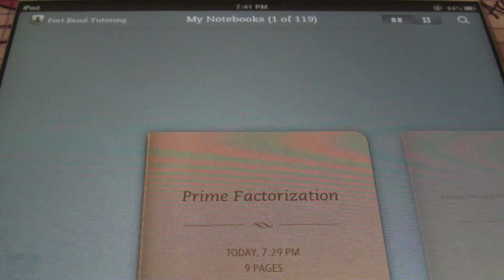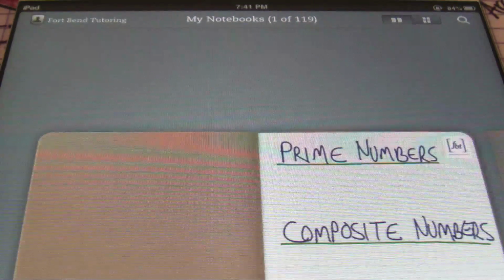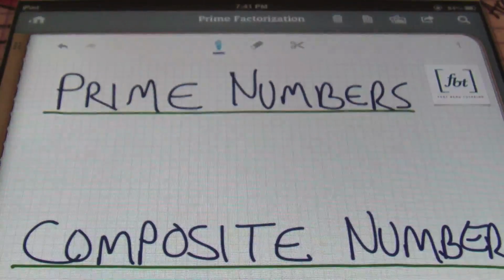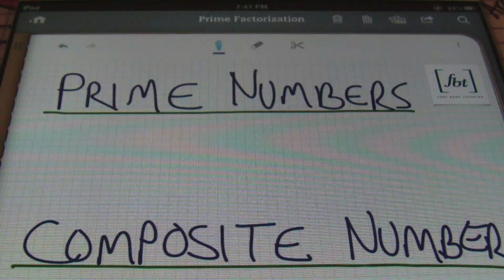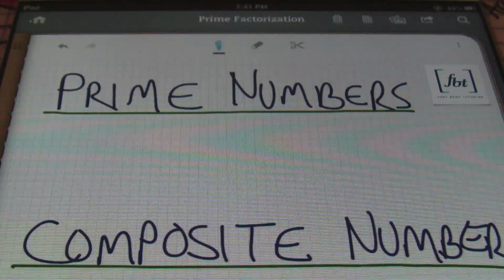Hello, ladies and gentlemen. This is Mr. Witt with Fort Bend Tutoring, and today we'll be talking about prime factorization. But first, let's identify a few vocabulary terms before we dig into the math, right? So first off, let's talk about prime numbers.